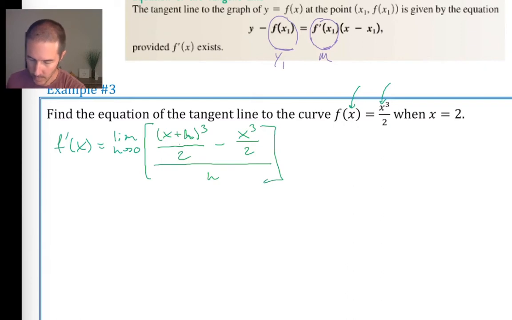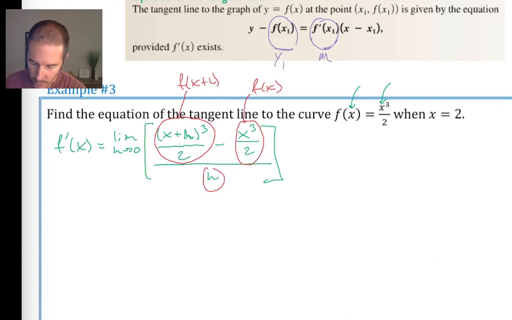So again, in your notes, if you want to indicate to yourself that this is f of x plus h. This is f of x. There's the h. Those are the three components of the difference quotient. And then now we have to simplify this as much as possible and then apply the limit.